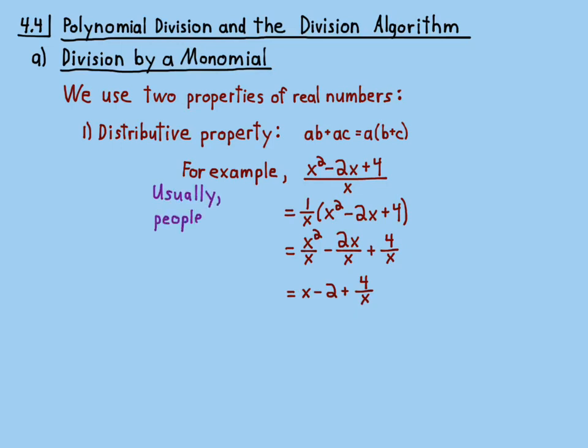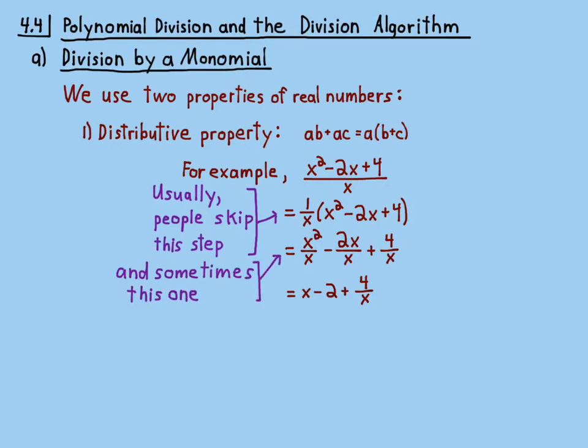Usually people skip that step there. They just divide each term by x. But I was showing you why that works. What rule of real numbers makes this work, makes this correct? Sometimes people will just do the canceling in their head, especially if it's this simple. But I would be cautious about that, especially if the term in the denominator gets more complicated.